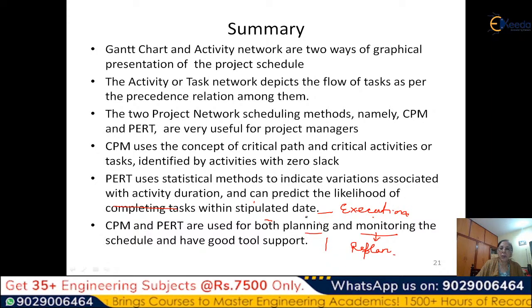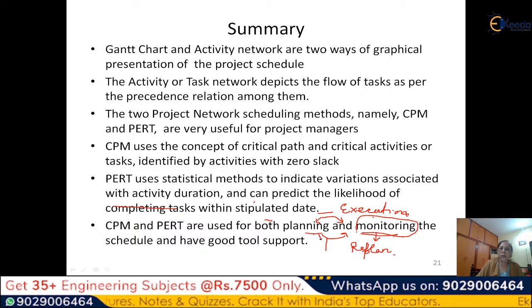This is done before you start the project, and during the execution something else will happen. So that is the need for this monitoring. When you monitor, you find the deviations. When you find the deviations, you have to change the plan. So planning and monitoring go hand in hand.